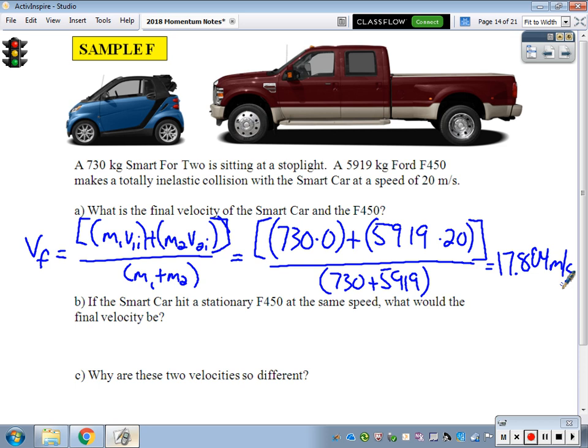But if you are in the Smart car that is stationary, you go from a velocity of 0 to 17.8 meters per second. That's a rather significant velocity change as a result of that collision. Now, just for kicks and giggles, in part B, I want to do the exact same problem, but switch the vehicle. Let's take the F450, have it stationary at the stoplight, while our Smart 4.2 is traveling at 20 meters per second. If you haven't done so already, let's solve part B.